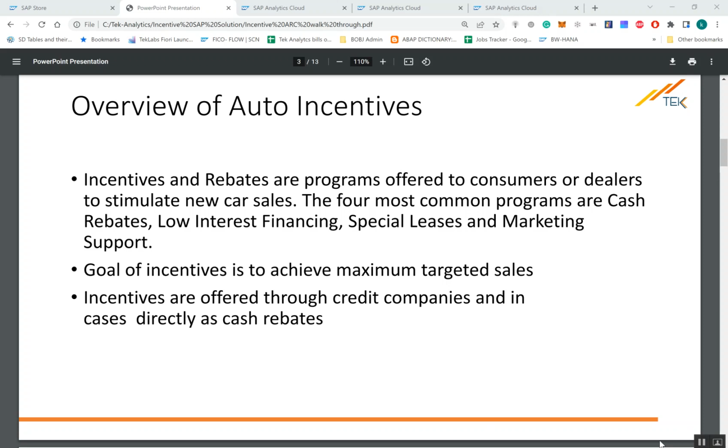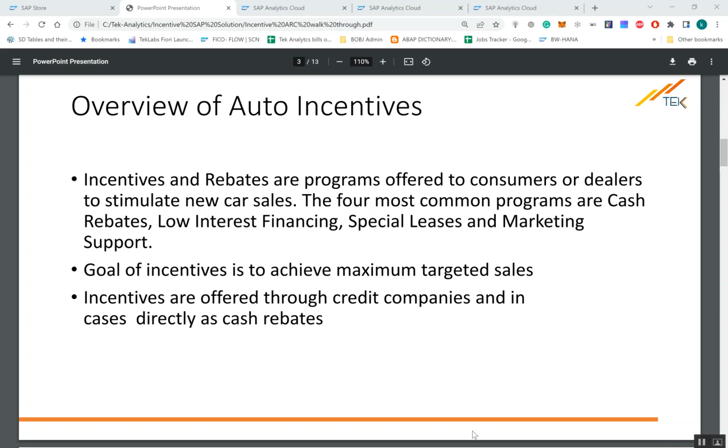The goal of any incentive is to maximize the sales, and incentives are offered in different categories or different ways. One is to reduce your lease payments. At the same time, some of the incentives give a lower interest rate than the market, and there are some pure play cash incentives which directly reduce your MSRP or your cap cost.